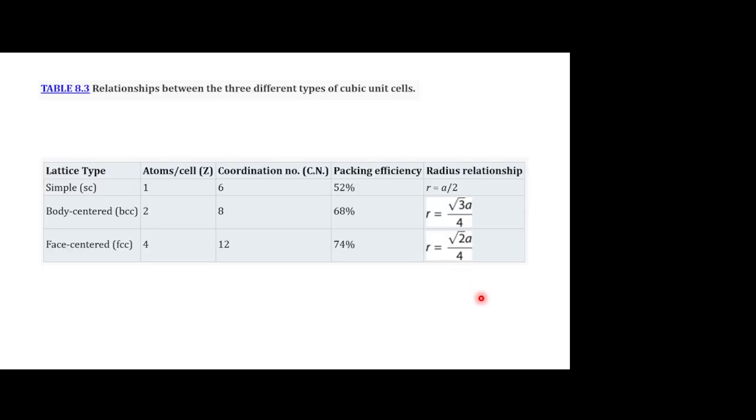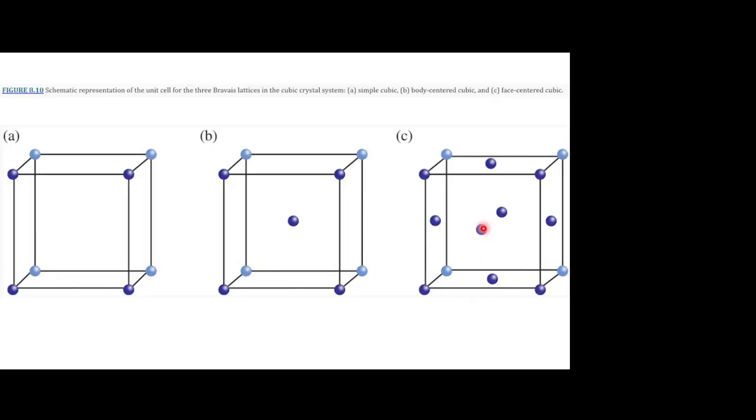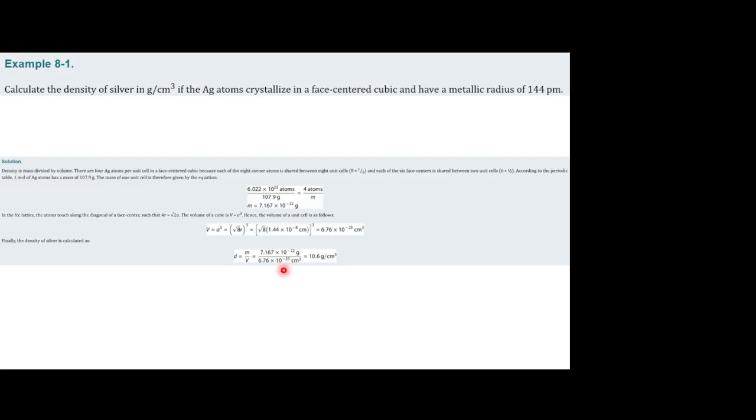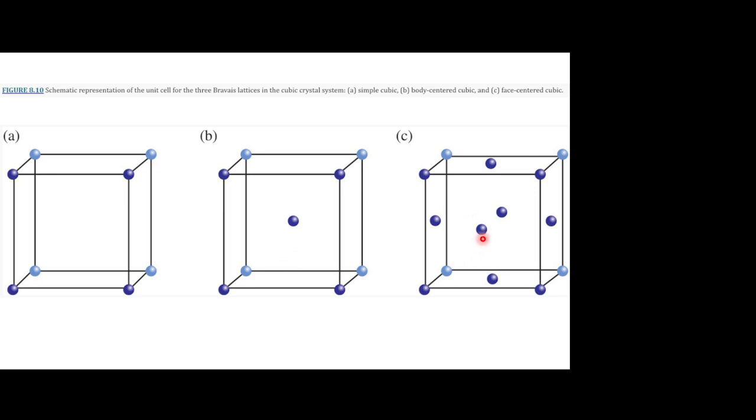This one's the face centered. Remember, these are on the faces, so they're half in, half out, shared between two unit cells. So you'd have half, half, half, half, half, half, and when we add them all together, we get 4. So there are 4 atoms per cell. This has a coordination number of 12, because a lot more of these are actually next to each other in this arrangement. You can see that fairly easily.